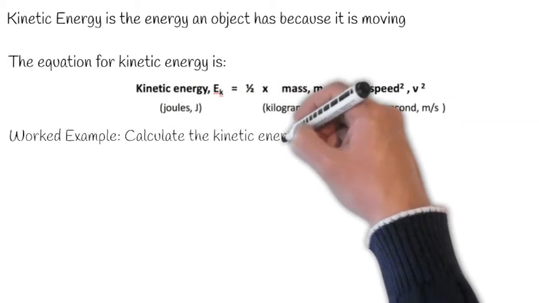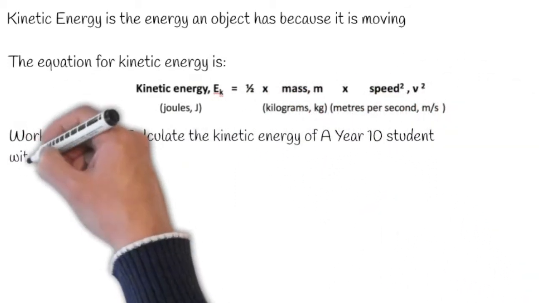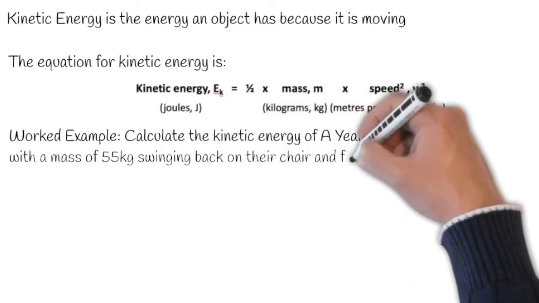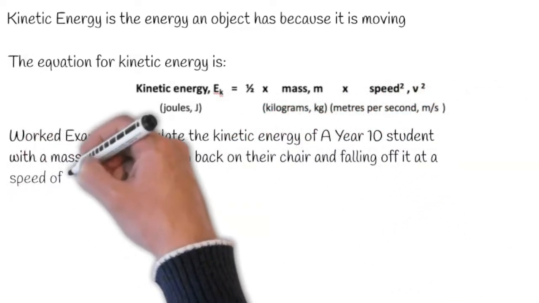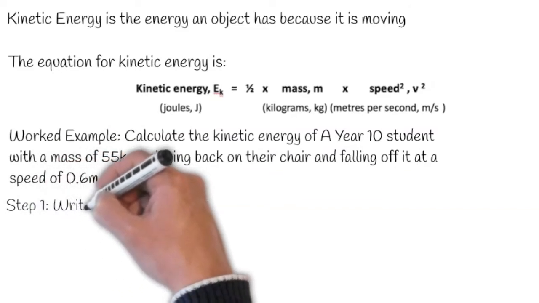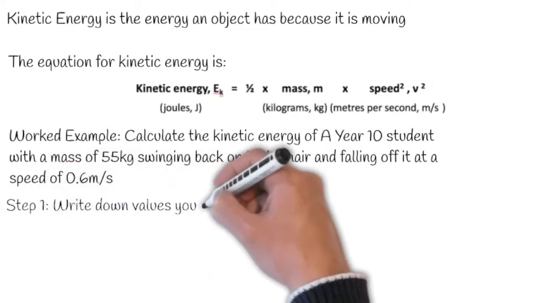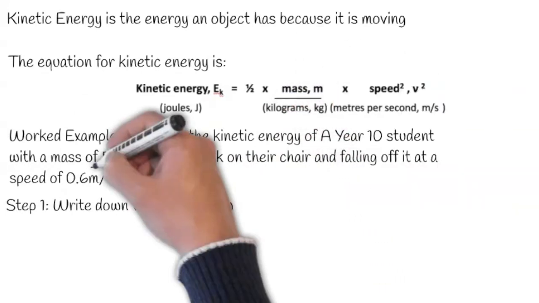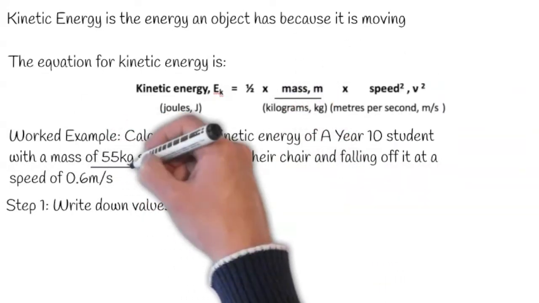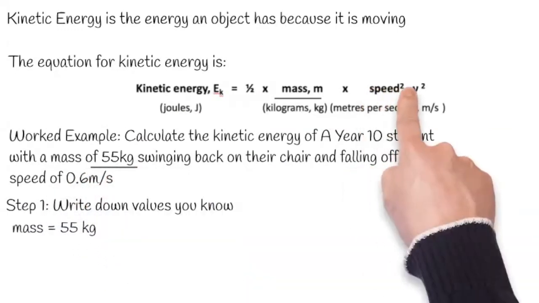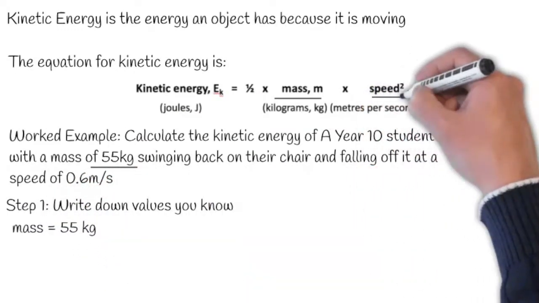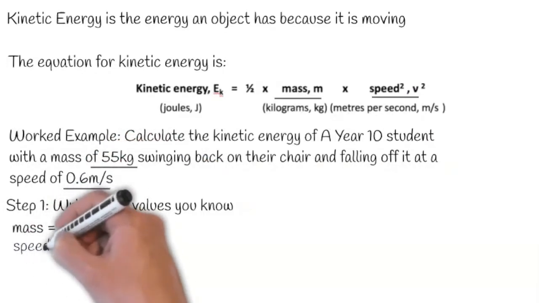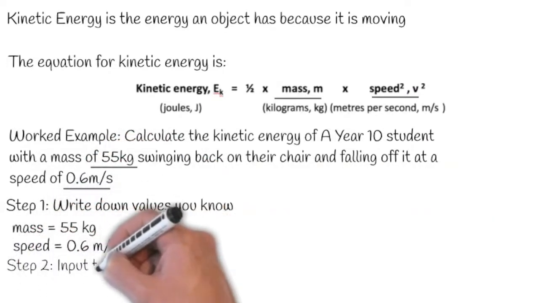Let's go through a worked example. Calculate the kinetic energy of a year 10 student with a mass of 55 kilograms swinging back on their chair and falling off it at a speed of 0.6 meters per second. In step 1, we're always going to write down the values that we know. Here we can see that the mass is 55 kilograms, so we're going to write that down. Here we can see that the speed is 0.6 meters per second, so we're going to write that down.